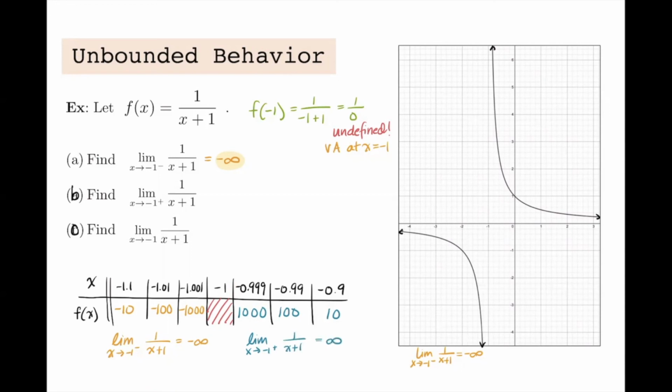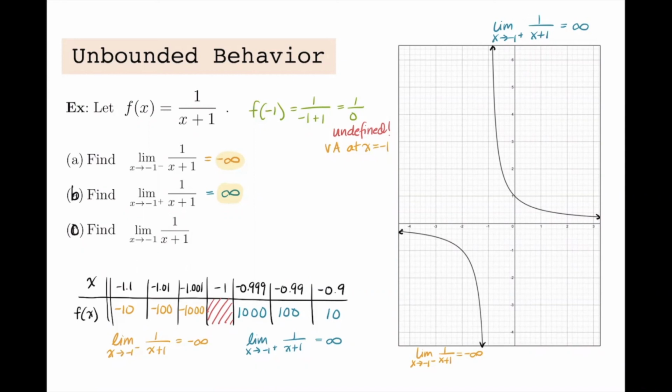Again, we can see that in the graph because as we approach -1 from the right, the function just keeps on going up and up and up. So the way that we notate that behavior is that we would say that this limit as x approaches -1 from the right of the function equals positive infinity. Again, this is an example of what we mean by unbounded behavior. There is no finite number that the function approaches. When this happens, we use the symbol infinity or negative infinity to describe that behavior.